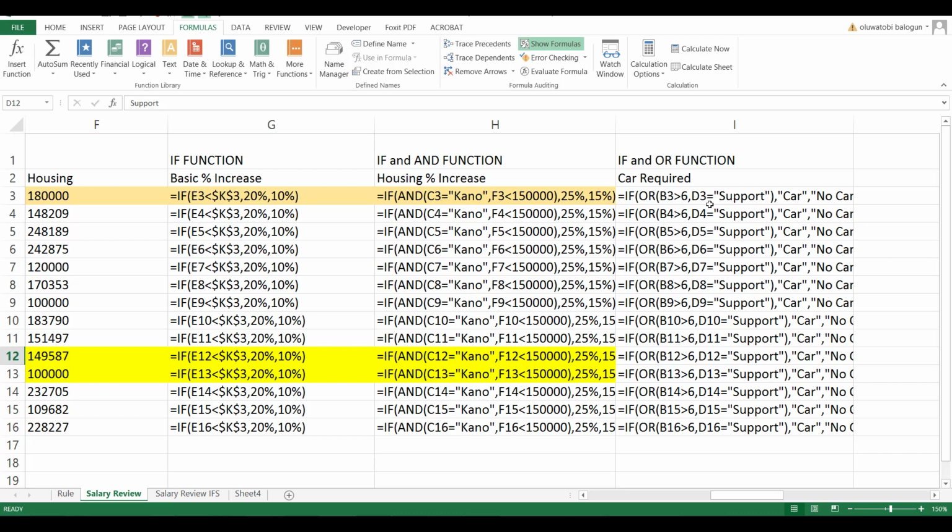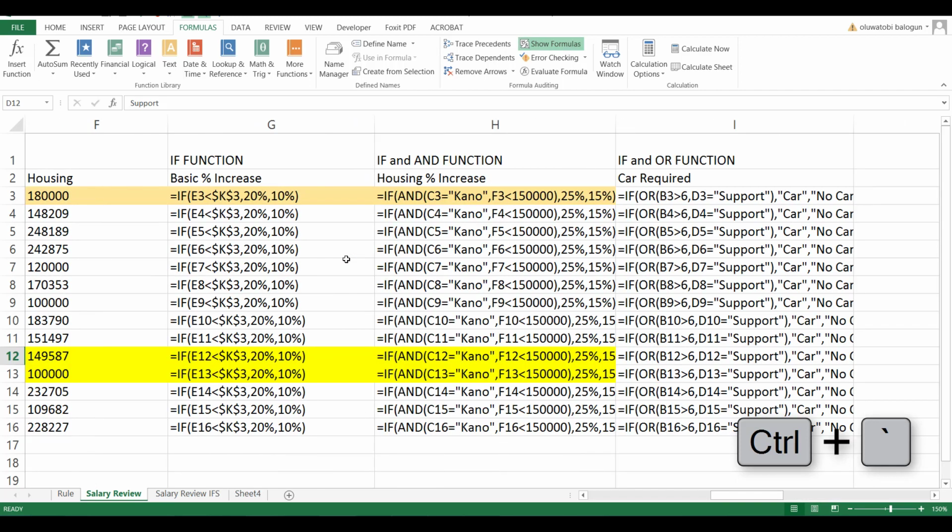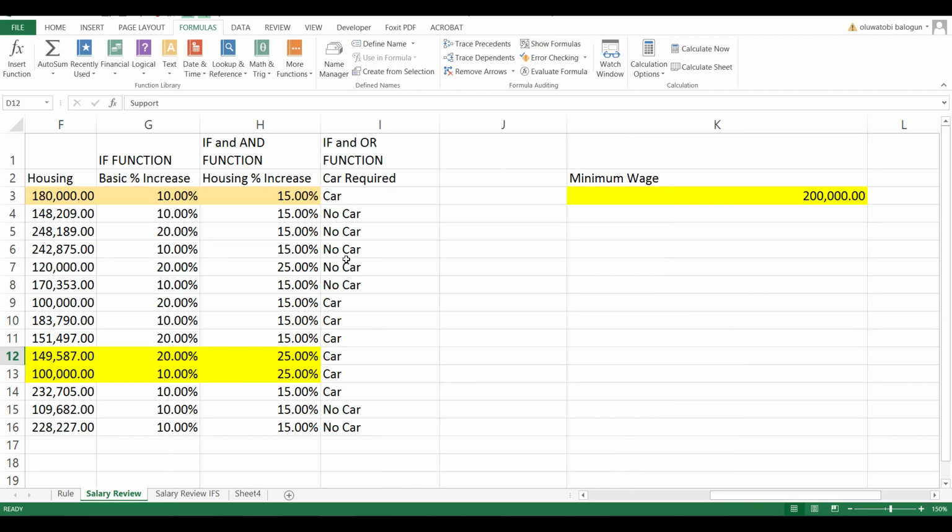The third rule says you must have spent over 6 years, or you are in support before you get a car. Now I can change mode. Excel has two modes: the value mode and the formula mode. This is the formula mode. I can use Control tilde to switch mode. So let me go back to the value mode.